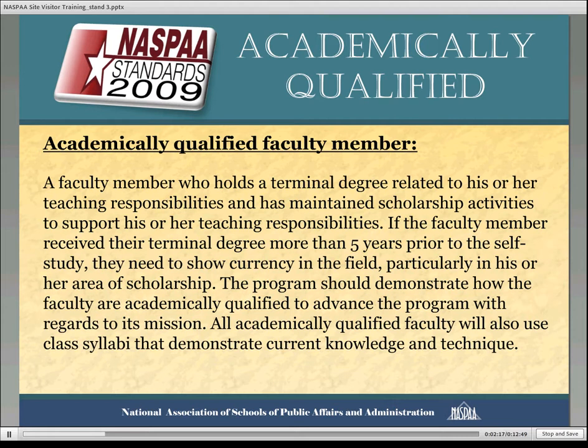So as a site visit team reviews faculty members with regard to their academic qualification, if they've been teaching for over 5 years, you want some type of information that demonstrates that they're current in the field with regard to their teaching and research and service to their communities. And the program should be able to demonstrate how each of their faculty members is academically qualified to advance the mission of the program, and it's very important that the site visit team sees how the program ties the mission of the program to these faculty qualifications. All academically qualified faculty will also use updated syllabi and demonstrate current knowledge of the field in their syllabus and practices.